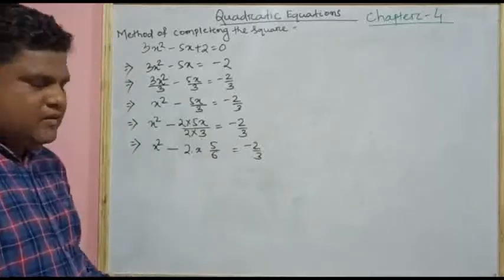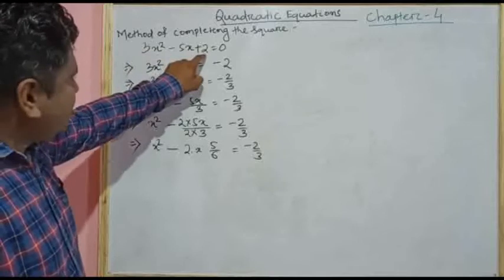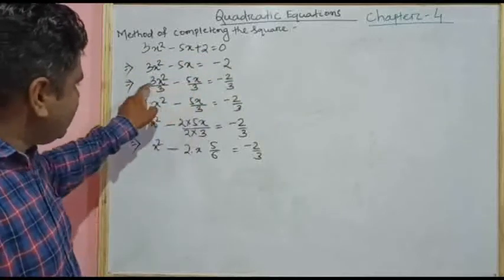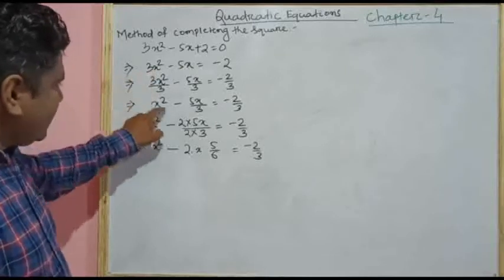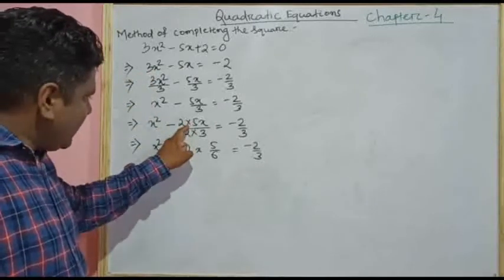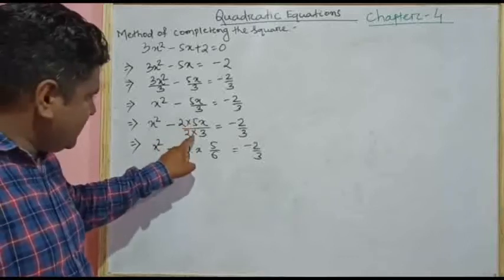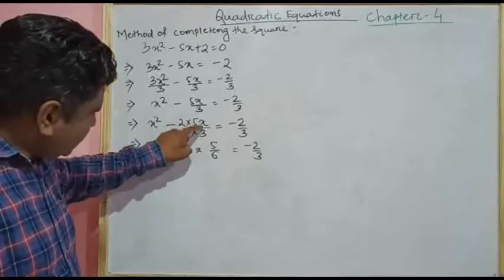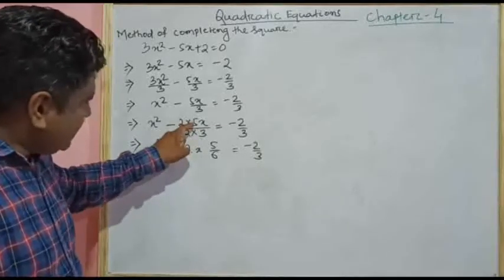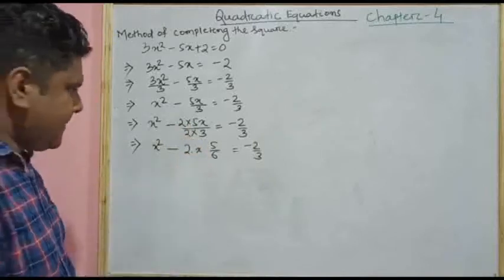Okay, once again see this. First step, we have to take the constant term to RHS. Next step, we have to divide all terms by the coefficient of x square. Next step, we have to multiply 2 with the numerator and 2 with the denominator, and we will write it like this: 2 is 2, x is x, remaining is 5 by 2 into 3, it is 5 by 6.